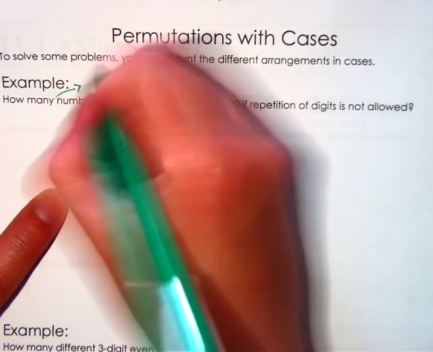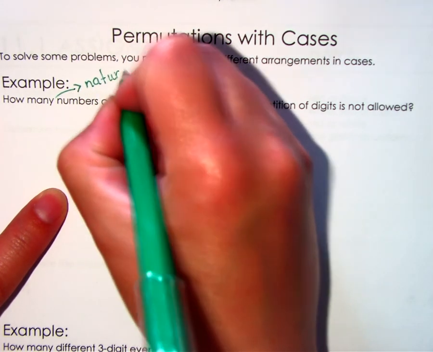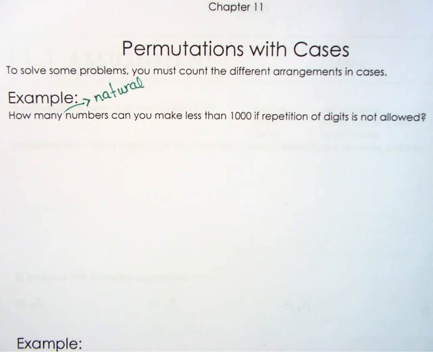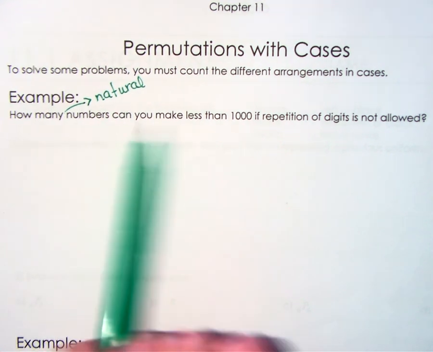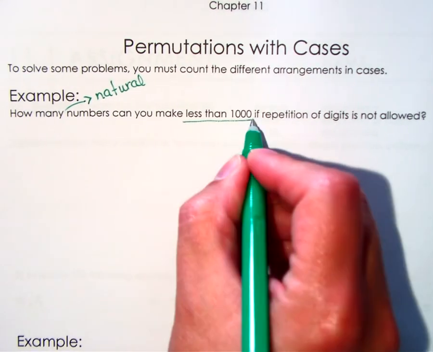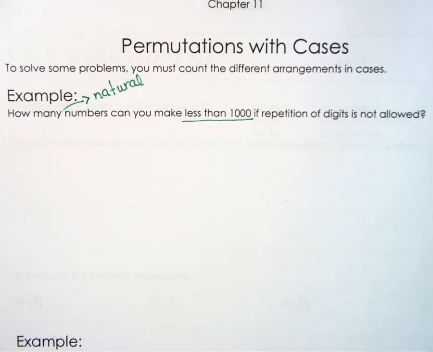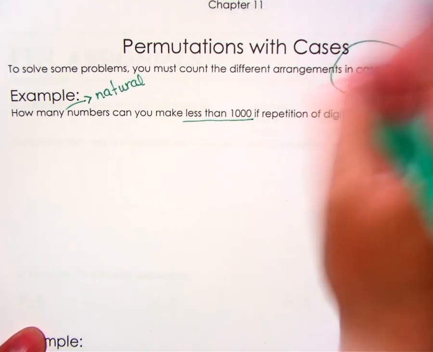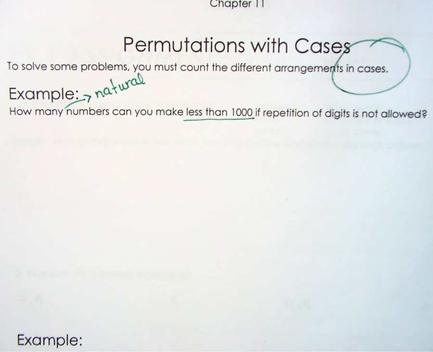Okay, I want to add something in here. Numbers is too loosey-goosey, because then that would be rationals, that'd be everything. So how many natural numbers can you make less than 1,000 if repetition of the digits is not allowed? So we're going to do cases. We're going to do different scenarios. And what's the first number that's less than 1,000, ladies and gentlemen? 999.